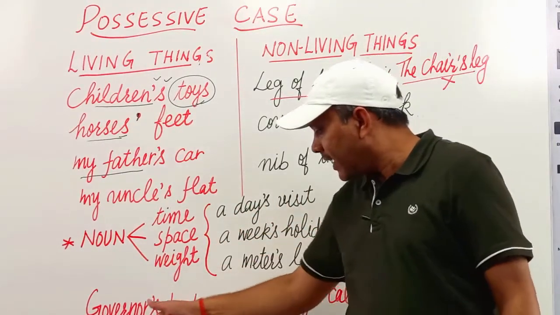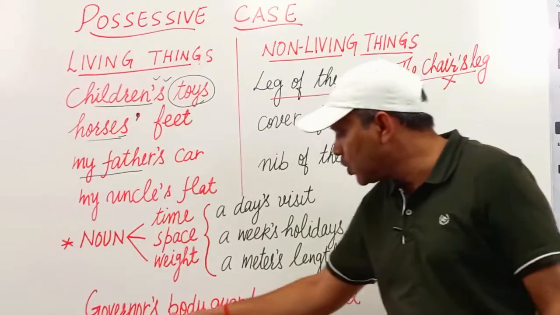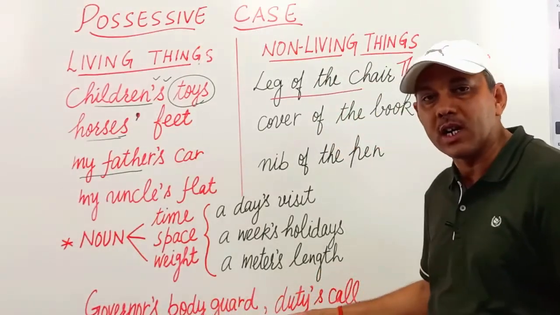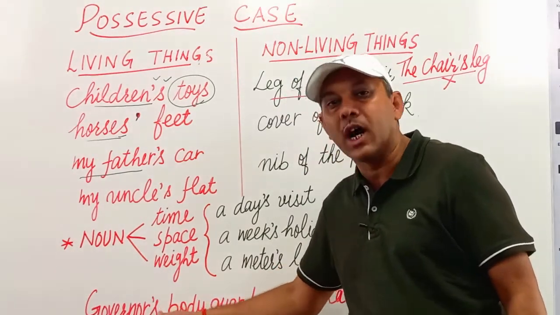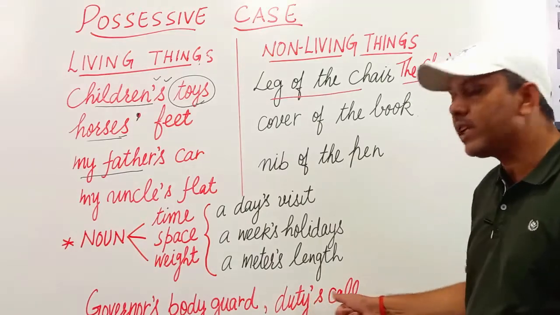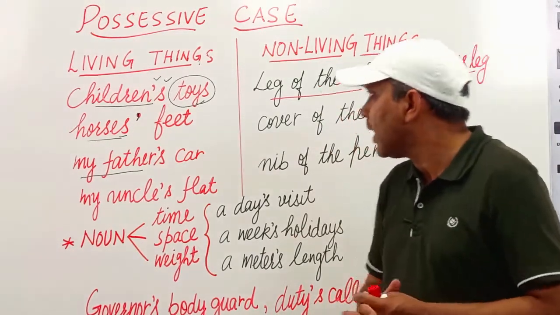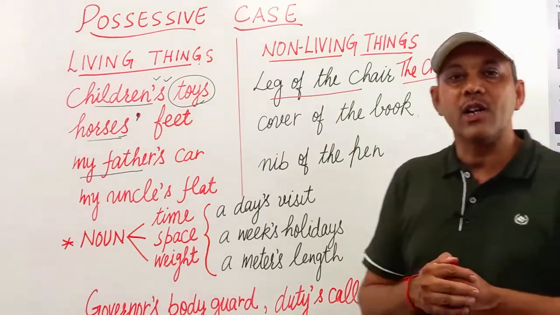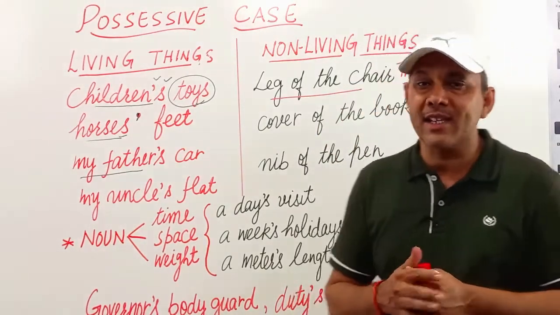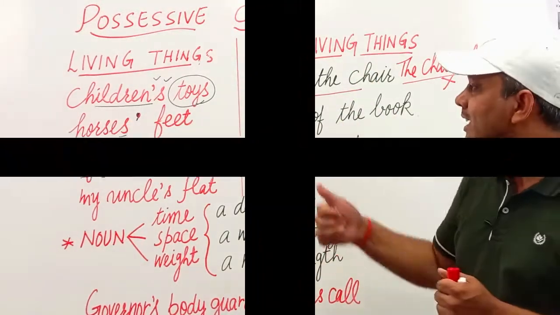In the same way, let us take some more examples. Governor's bodyguard. Whose bodyguard? Governor's bodyguard. Governor is a living being, that's why we use apostrophe. And duty's call. In this way, we can use possessive cases of nouns, and now we are going to solve an exercise based on possessive nouns and their uses.